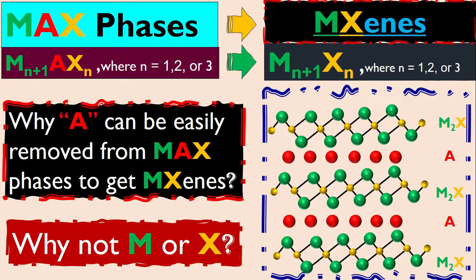The question arises: why not M? Why not X? When A can be removed during the etching process or some other process, why not M? Why not X? Let's answer this question.